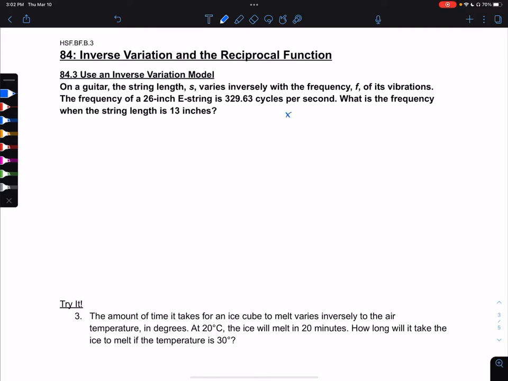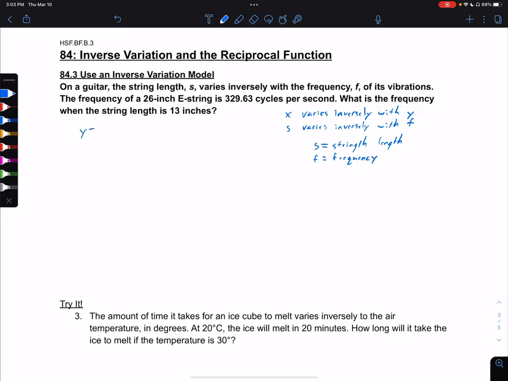So normally we say that X varies inversely with Y. So this time we're saying that S varies inversely with F. We have the string length and the frequency. So S is equal to the string length, and F represents our frequency. Okay, so we have our variables defined, so we're going to use an inverse variation model.